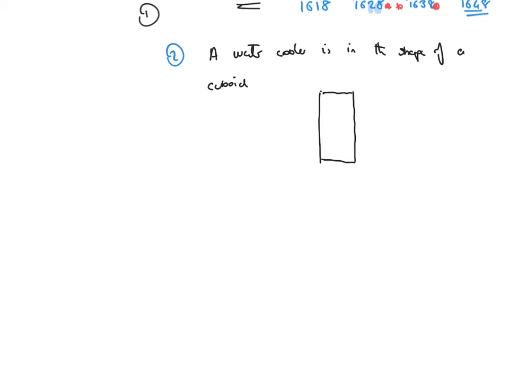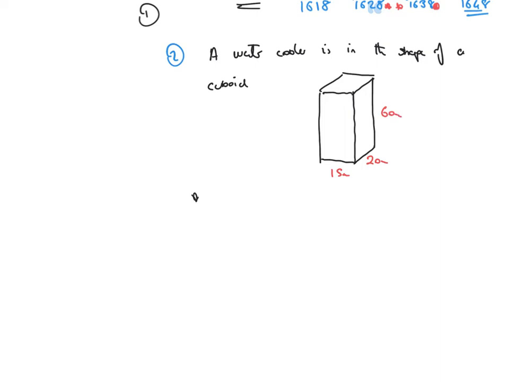Okay, question 2. Question 2, we've got a water cooler, in the shape of a cuboid. Okay, and here's the shape here. Okay, here's the dimensions, so I'm going to say that that's 15 centimetres, 20 centimetres and 60 centimetres.